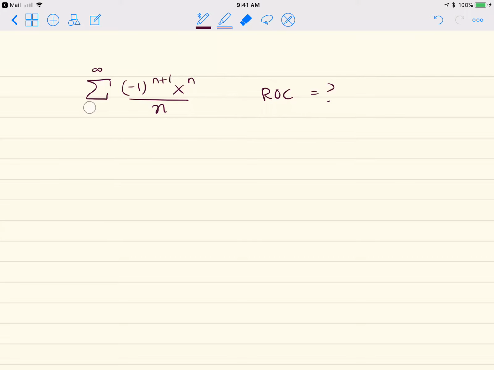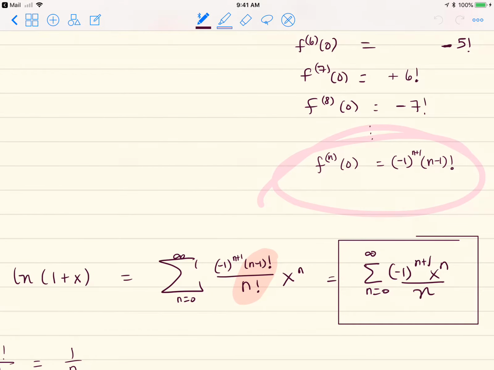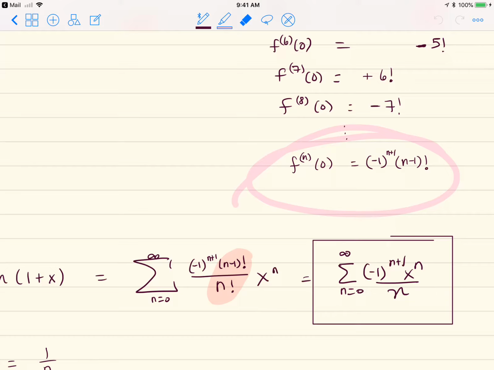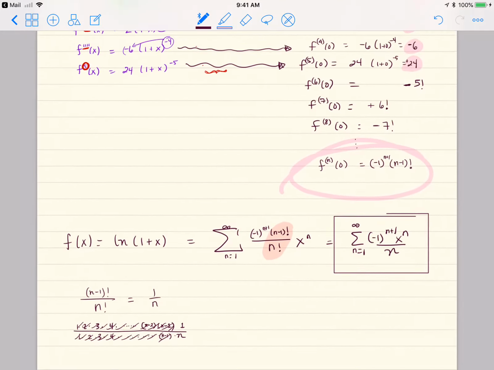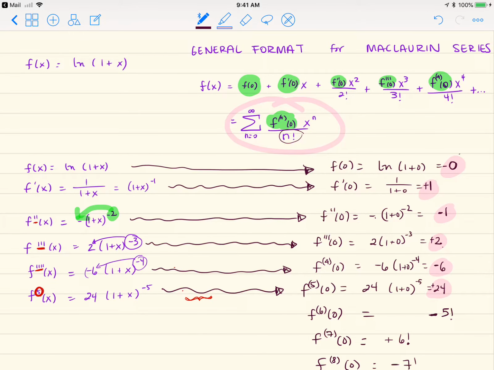Or this should be from 1 to infinity, actually. So I believe, let's go back here. This n, we need to erase this, and this needs to be a 1. Because when n is equal to 0, notice that f of 0 is equal to 0, so this term is just going to be 0. So we can start our series at n equals 1.